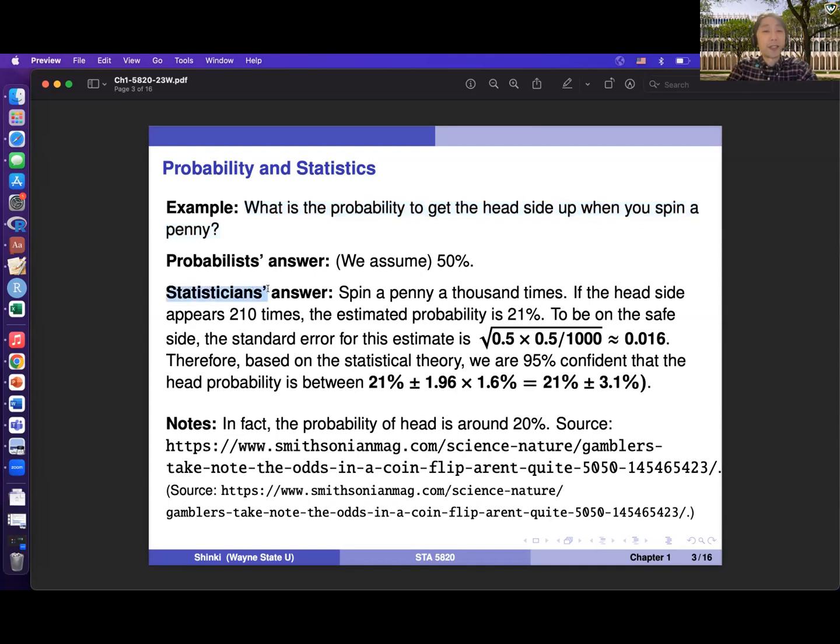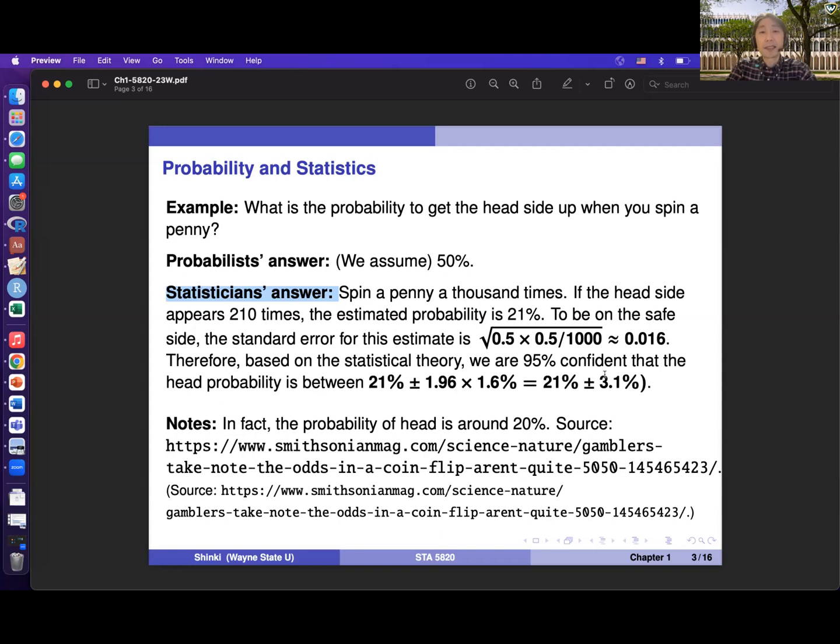The typical way of statisticians thinking is here. Spin a penny 1,000 times. If the head side appears 210 times, then the estimated probability is 210 over 1,000, so 21%. To be on the safe side, the standard error for this estimate of 21% is the square root of 0.5 times 0.5 divided by 1,000, by the property of variance. That is 1.6%. Then, based on statistical theory, we can say that we are 95% confident that the head probability is between 21% plus minus 3.1%.